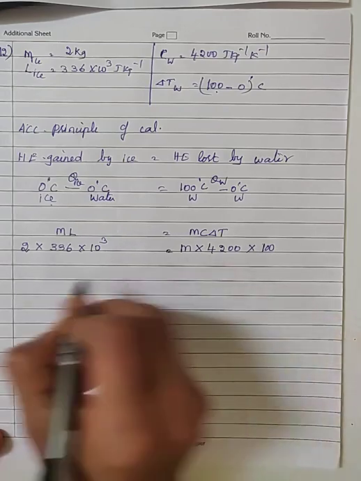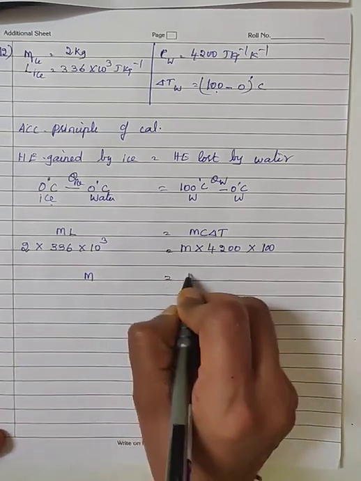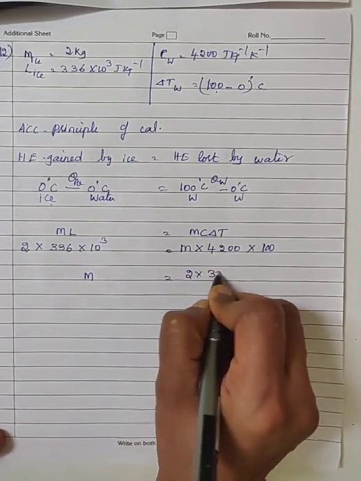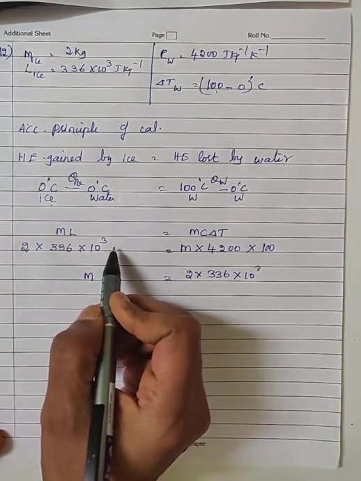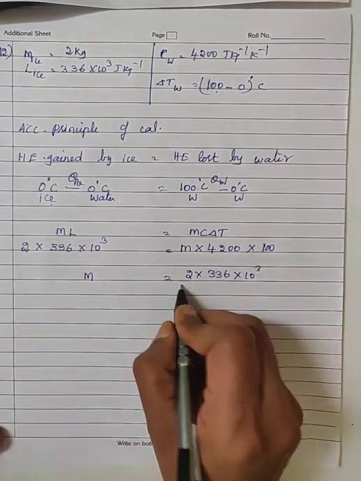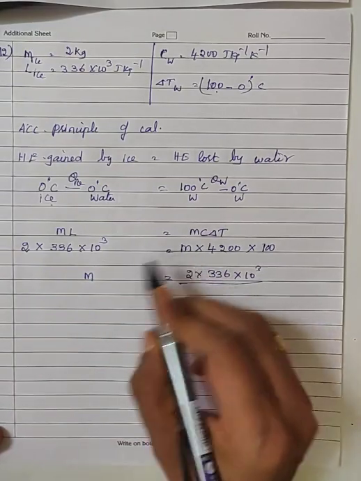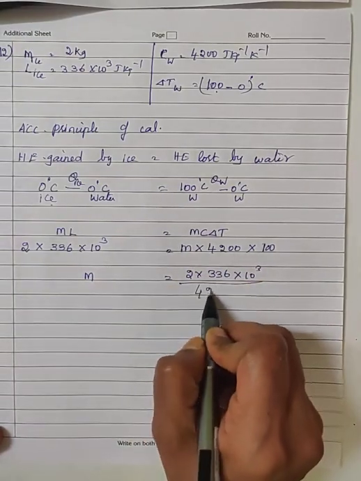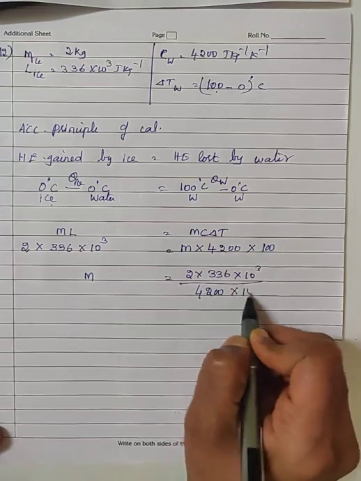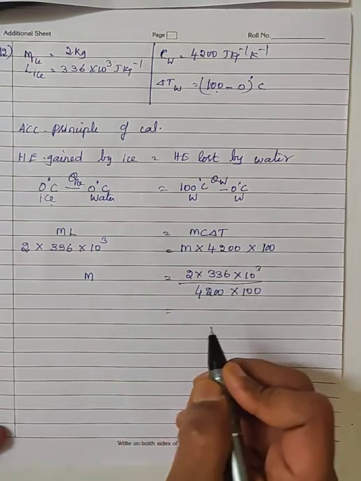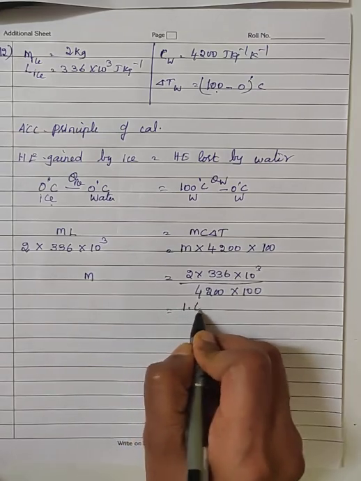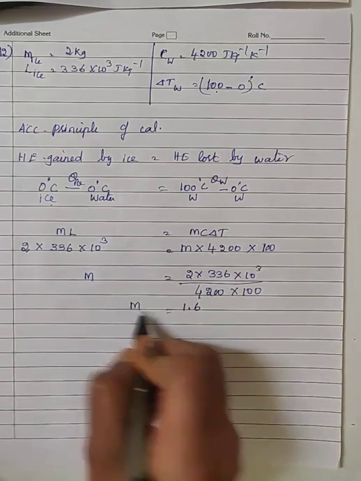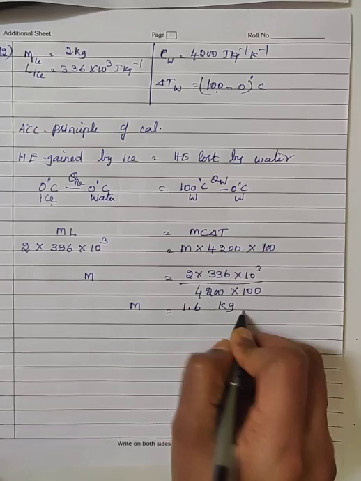From this, mass of water used is equal to 2 into 336 into 10 power 3, whatever numbers you have written in the left side, whole divided by 4200 into 100. So on simplification we will be getting 1.6. So mass M is equal to 1.6 kilogram.